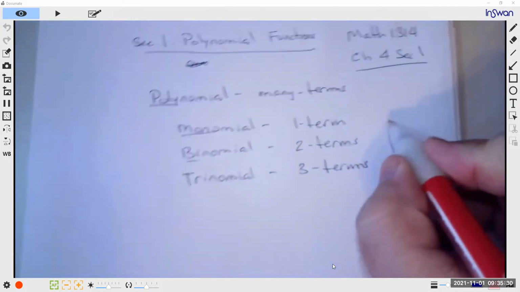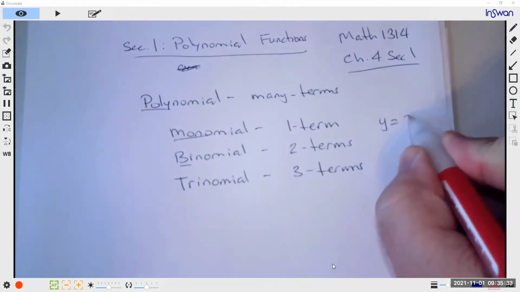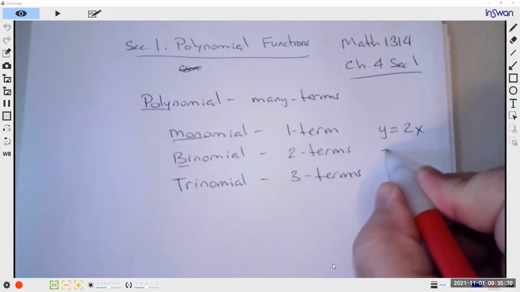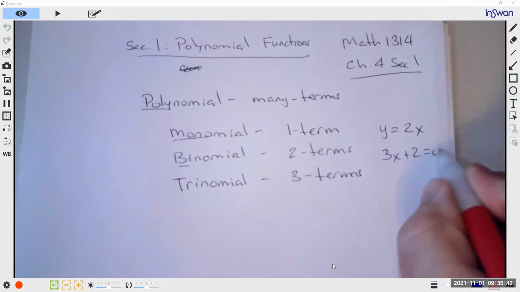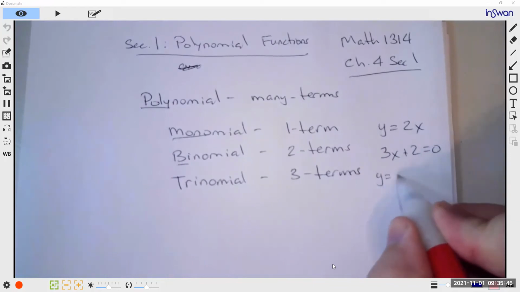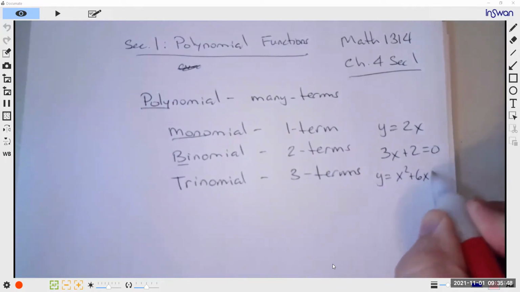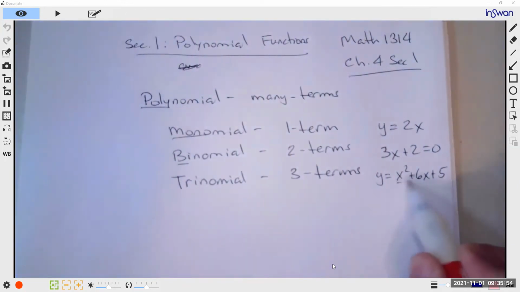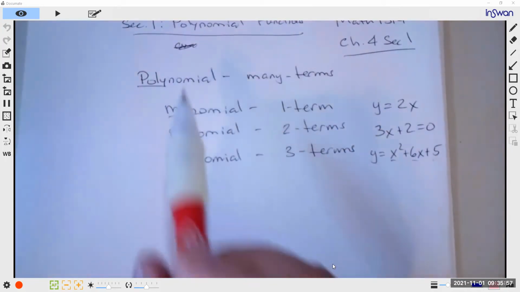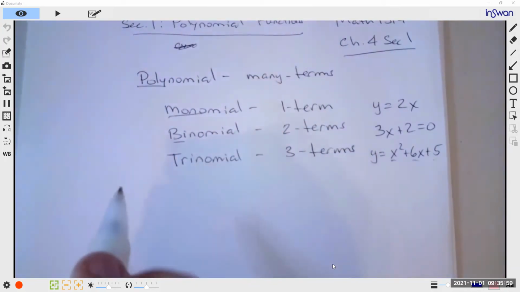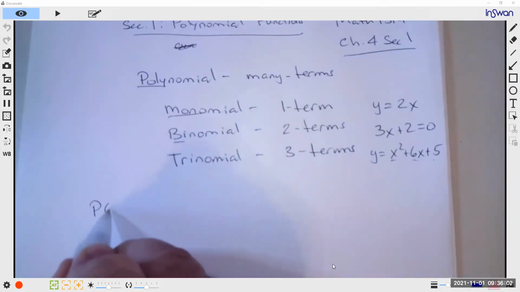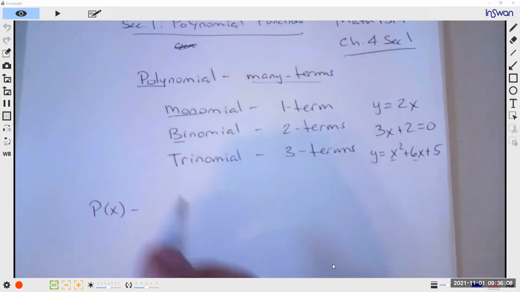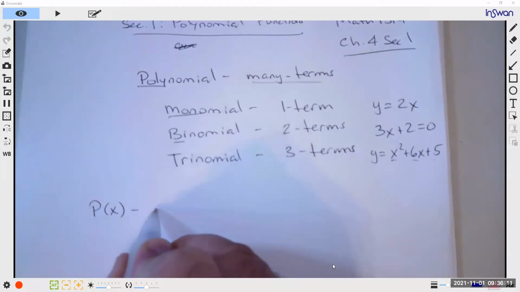In the past, we had equations like y equals 2x, a binomial, 3x plus 2 equals 0, y equals x squared plus 6x plus 5. We have three terms, two terms. But in polynomials, we're not limited to anything. So a polynomial is an equation with two or more terms. A polynomial looks like this.